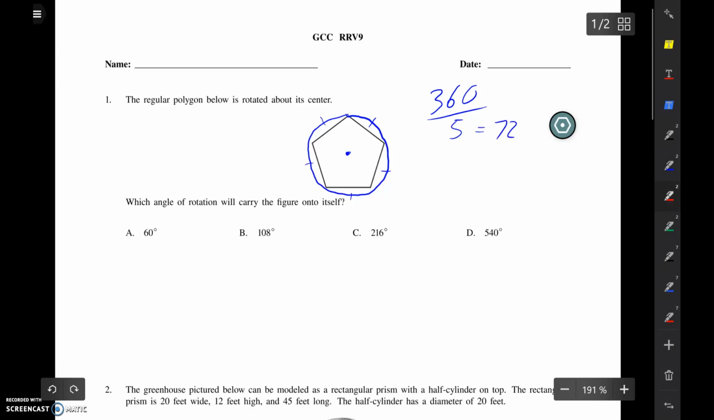But 72 degrees would be if we started here, it would rotate onto this point. What if I wanted to rotate onto that point? Well, that's 2 72s. So if we add 72 to that, we get 144. If we add another 72, we get to that third spot, 216. And yet another 72 would be 288, and then the last one would be 360. We see that 216 is one of our options.